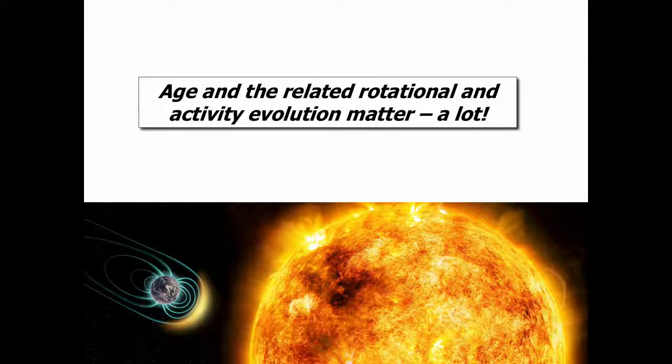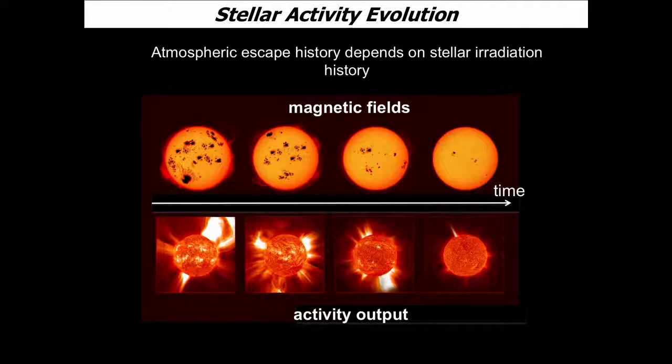So magnetic field evolution and stellar evolution have a lot to do with rotational evolution and the corresponding activity evolution in the lifetime of a star. If you have a look at this slide, it's a sketch again of a solar type star, a very young star with a lot of spots all over the place. As it's getting older and time is increasing, the spots are getting fewer and fewer, and the star is getting less and less active, producing less and less activity output.